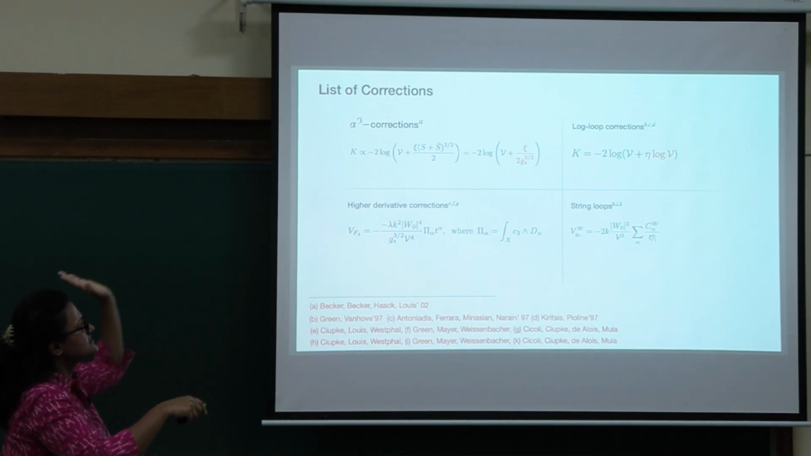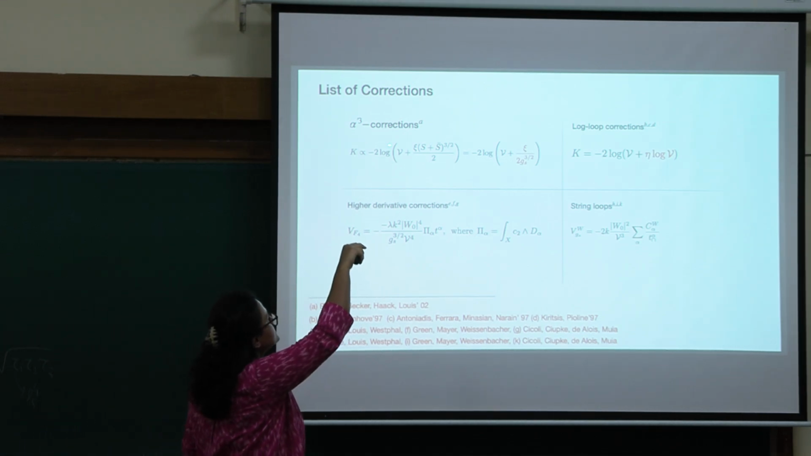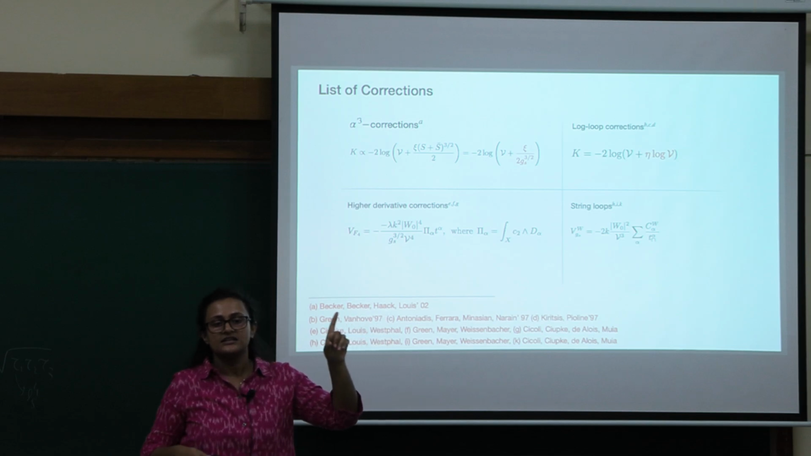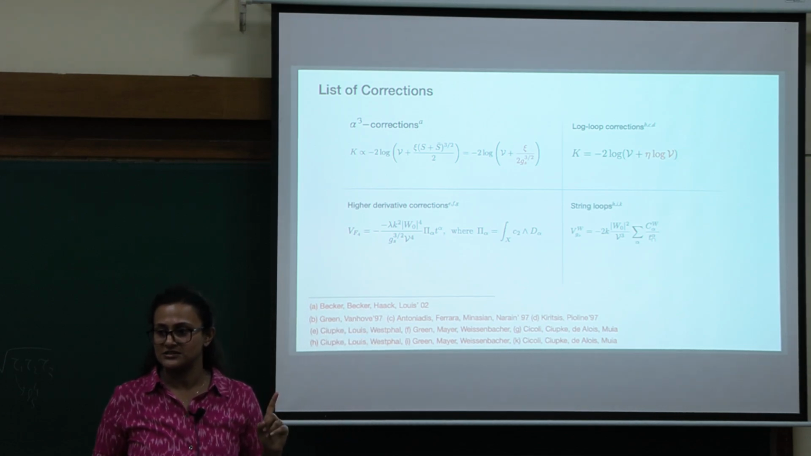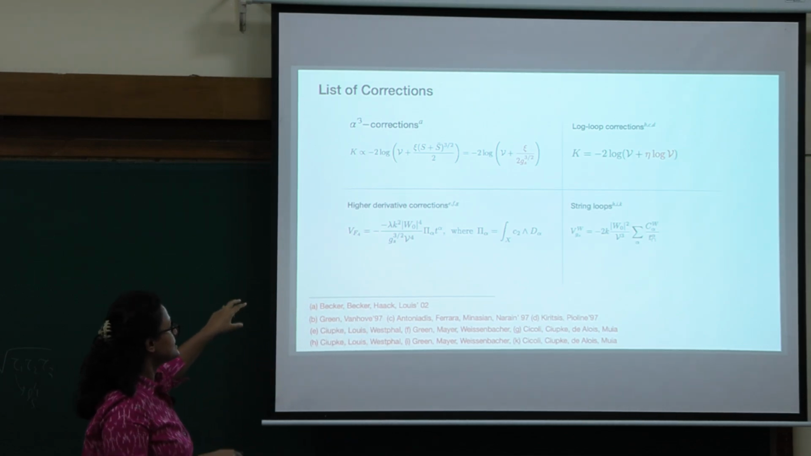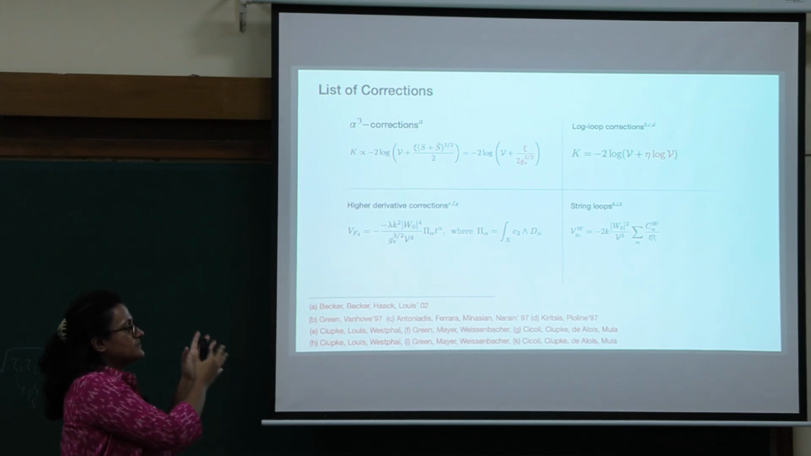Okay, and these are the list of corrections I am going to add, and this is how it is changing the tree level Kähler potential. And Kähler potential, and these are just the addition of, I mean there are obviously.